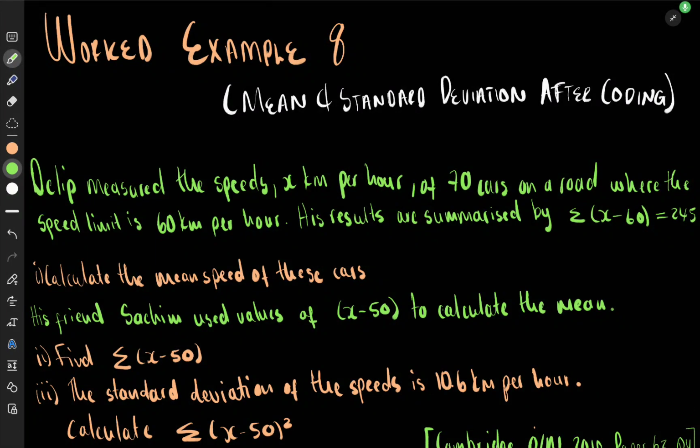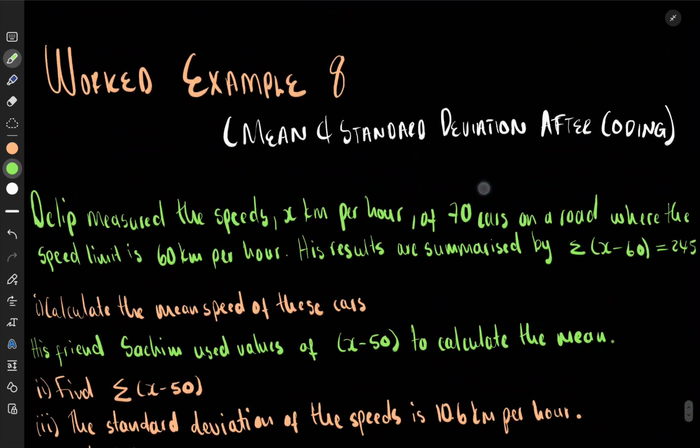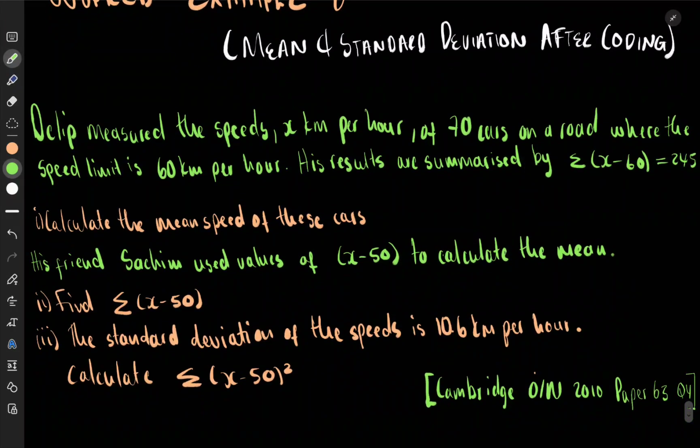Right now we've gone through worked example 8, which is a past paper question from the 2010 paper 6-3, question number 4. All right, so let's go. Delip measured the speeds x kilometers per hour of 70 cars on a road where the speed limit is 60 kilometers per hour. His results are summarized by x minus 60. The sum of x minus 60 is equal to 245.